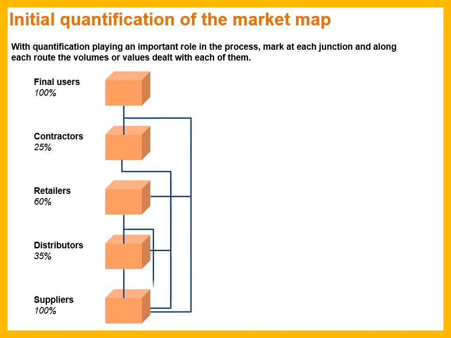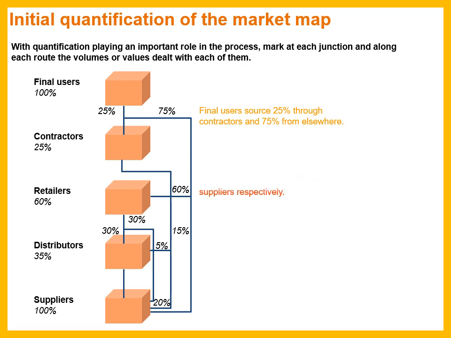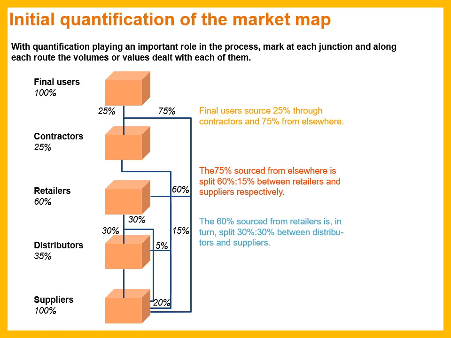Final users source 25% through the contractors and 75% from elsewhere. The 75% sourced from elsewhere is split 60:15% between the retailers and the suppliers respectively. The 60% sourced from the retailers is in turn split 30:30% between the distributors and the suppliers.